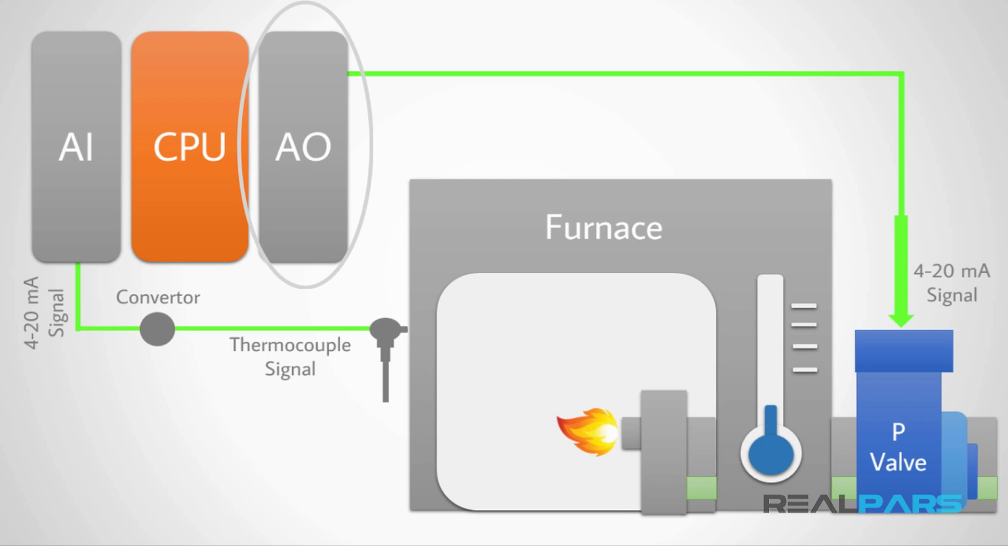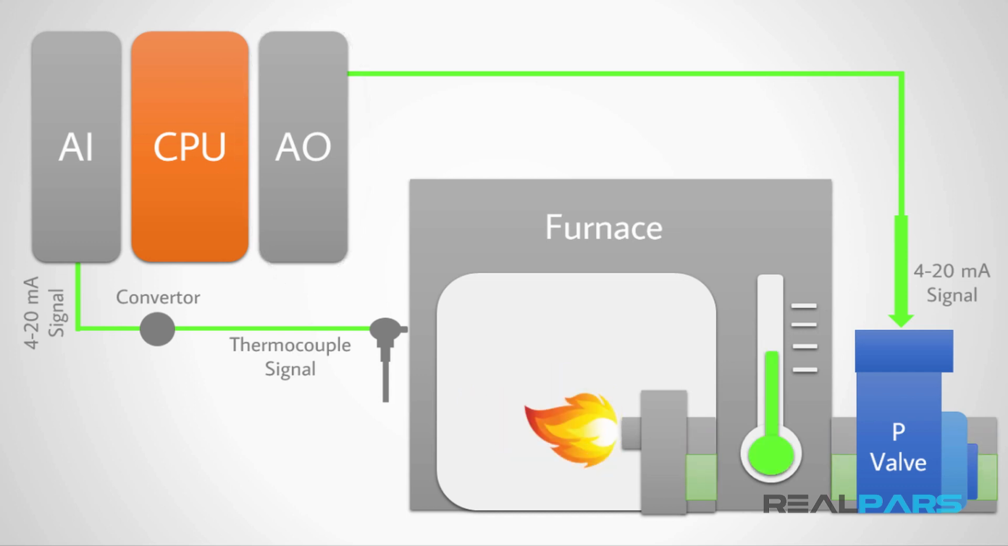Therefore, if the temperature measured by the thermocouple is less than the temperature that we want, the output module orders the valve to open up more so more gas gets into the burner, and so the burner can generate more heat. However, if the measured temperature is more than our desired temperature, the output module orders the valve to restrict the passage of the gas in order to decrease the temperature of the furnace.